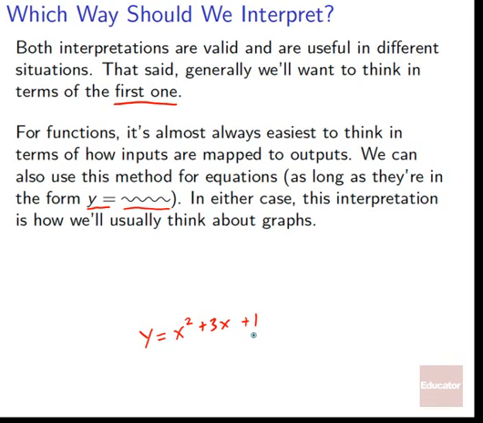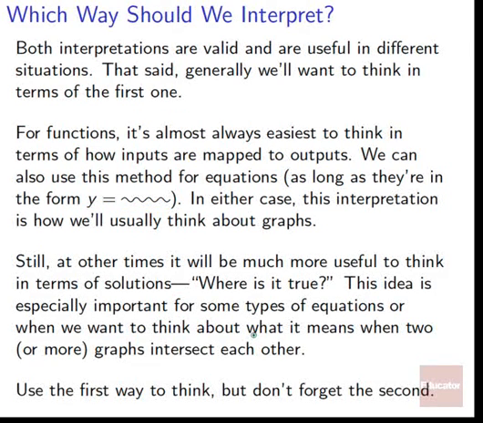But in either case, as long as we're in this y equals blah, blah, blah, or we're just looking at a straight function f of x, this interpretation is a great way to think about graphs. We plug in an input, and then we get an output on the vertical. We plug in a horizontal location as the input, and that spits out a vertical location as the output, which gives us an ordered pair, which we can now plot on our plane. When all those points are put together, they make a graph. This is a really useful way. It's really easy to grasp. It's very intuitive, and it works very, very well.